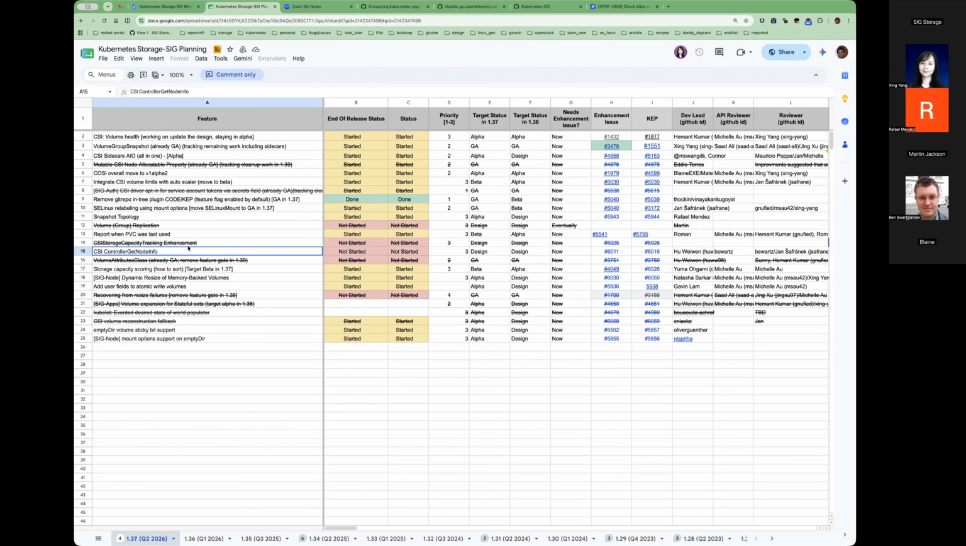And CSI controller get node info. I think this is also just a design for this release, and we were blocked on something, right, Ben? Oh, actually Wayne is here. Do you want to provide an update? Yeah, Ben? We had a meeting last Thursday that just never happened to resolve the last issue.